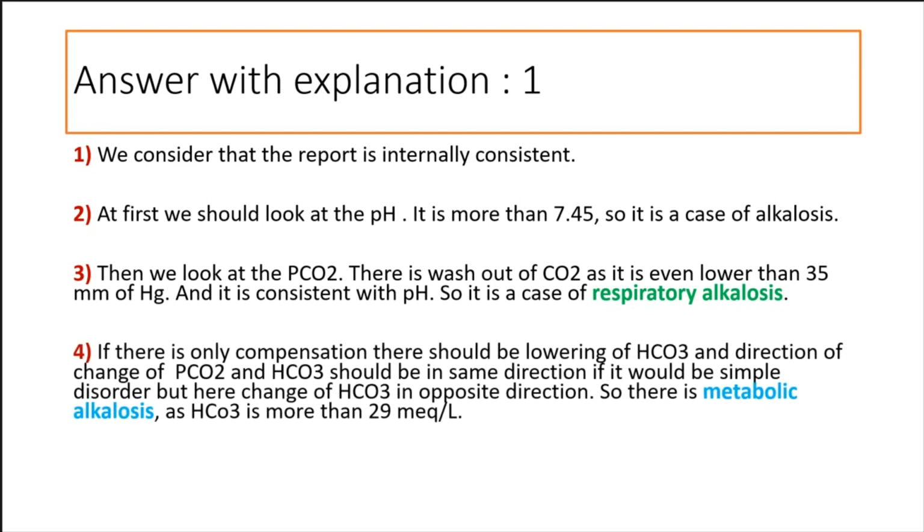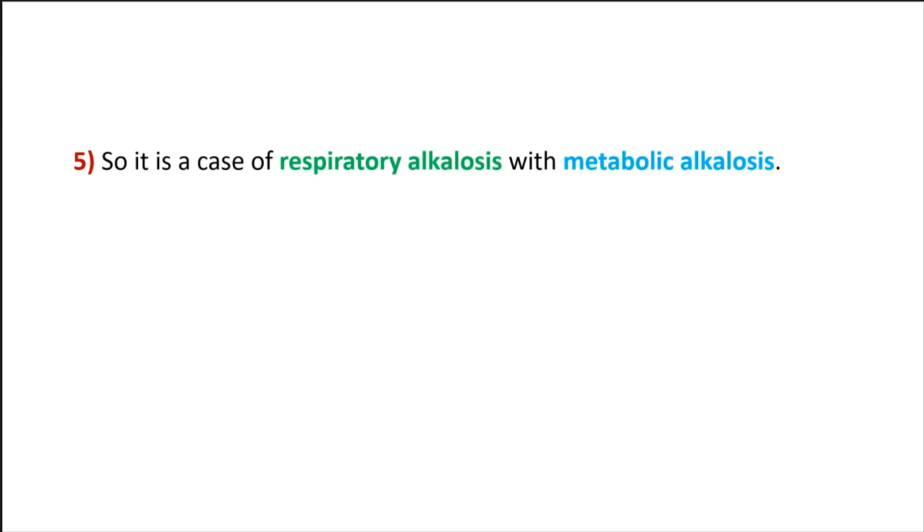4. If there is only compensation, there should be lowering of HCO3 bicarbonate, and the direction of change of PCO2 and HCO3 should be in the same direction if it were a simple disorder. But here the change of HCO3 is in the opposite direction. So there is metabolic alkalosis, as HCO3 is more than 29 milliequivalent per liter. 5. So it is a case of respiratory alkalosis with metabolic alkalosis.